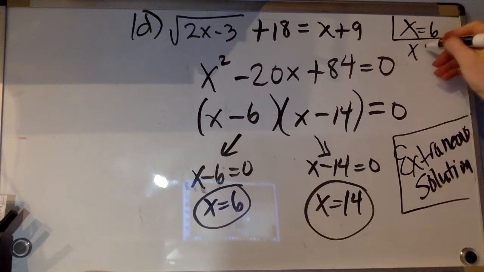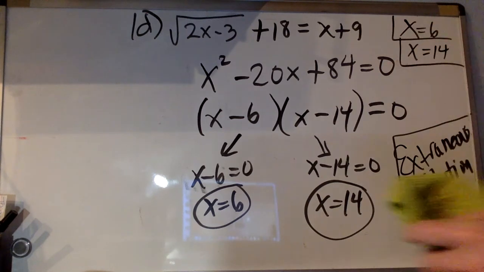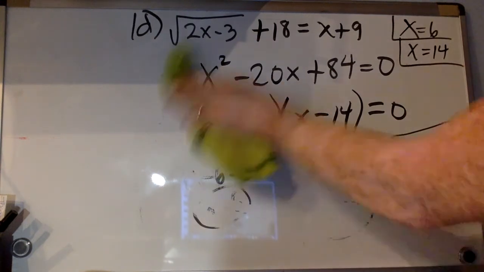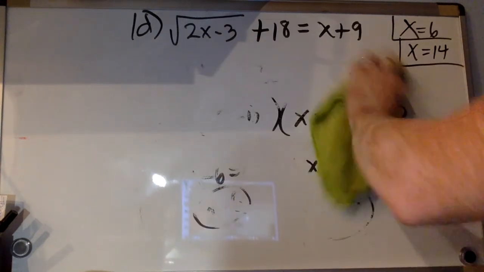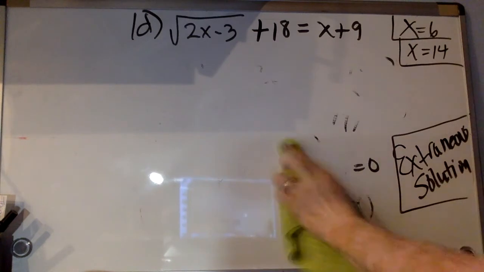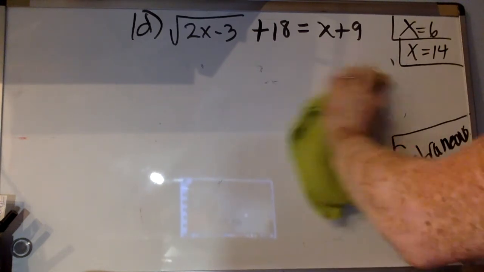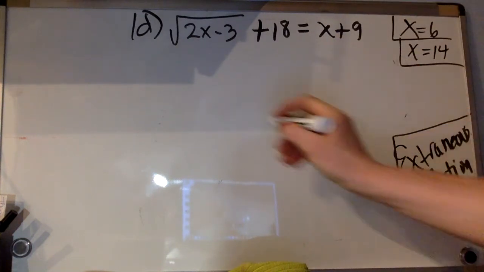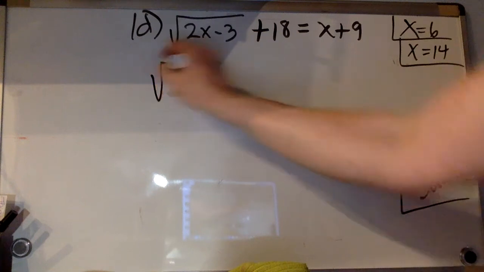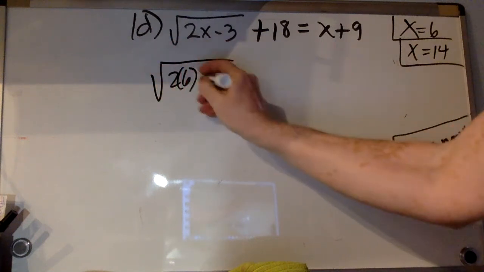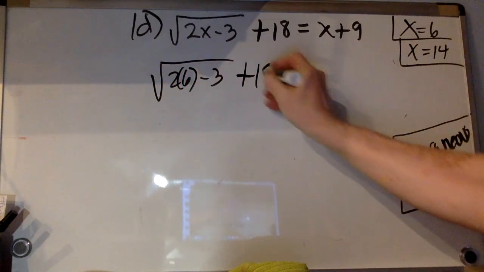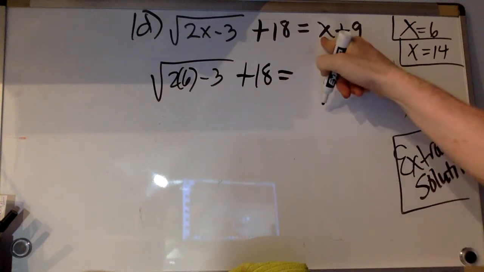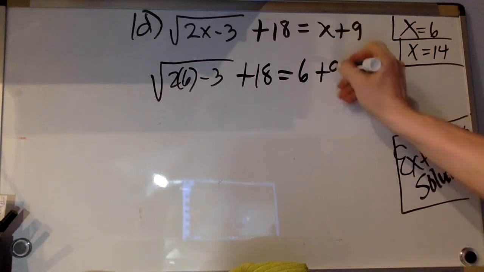So I can clear the board and make some room here. Those are the two solutions that I got by getting the radical side alone, squaring both sides, and coming up with a quadratic equation, okay? So when we check 6, the square root of 2 times 6 minus 3, added to 18. Does that equal 6 plus 9? That's what I want to know.